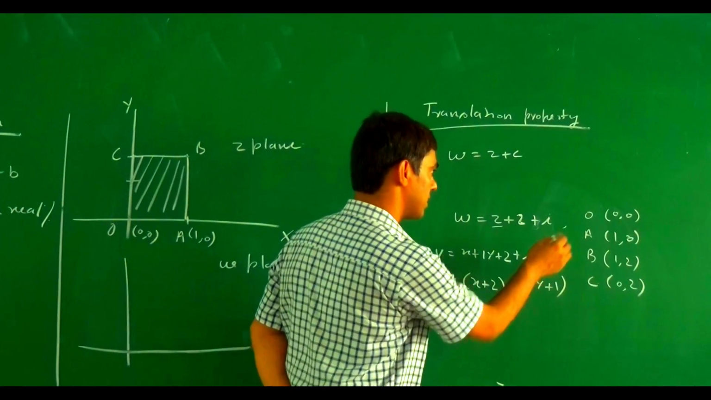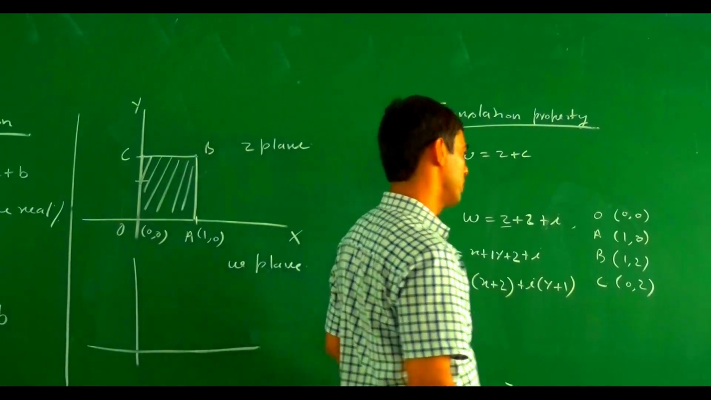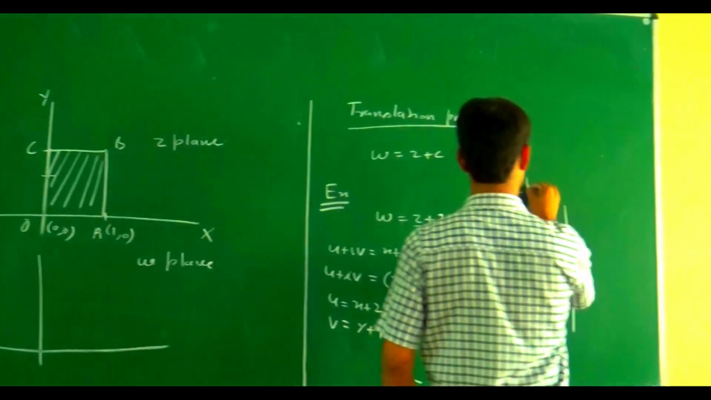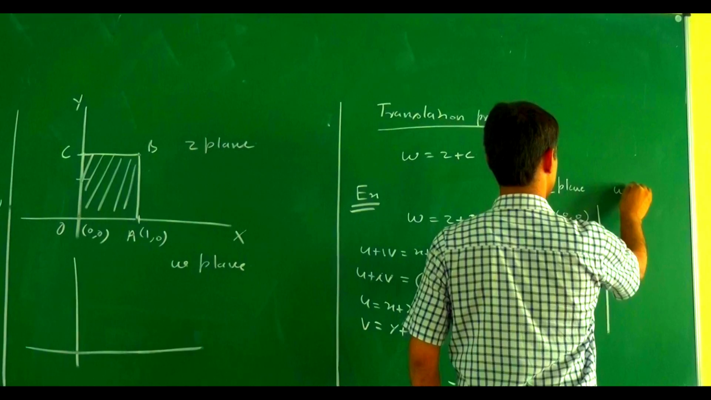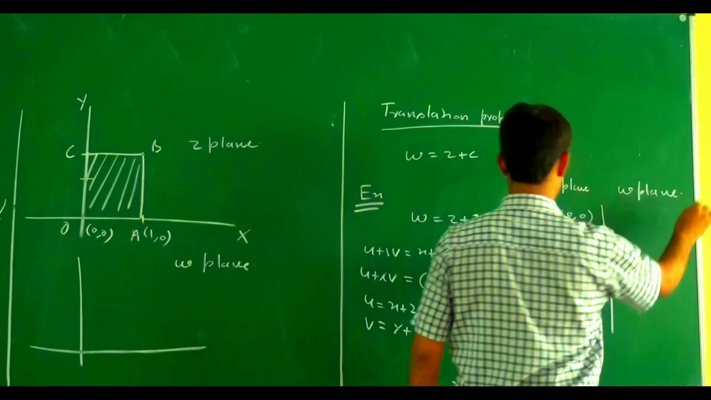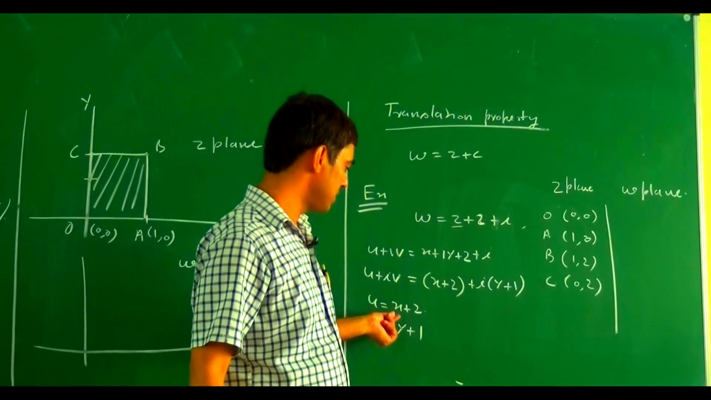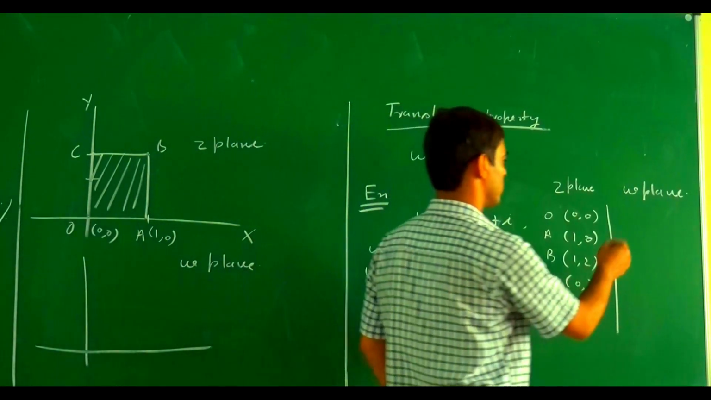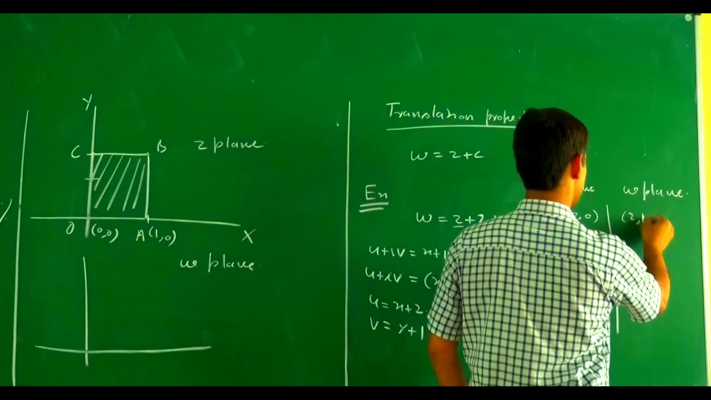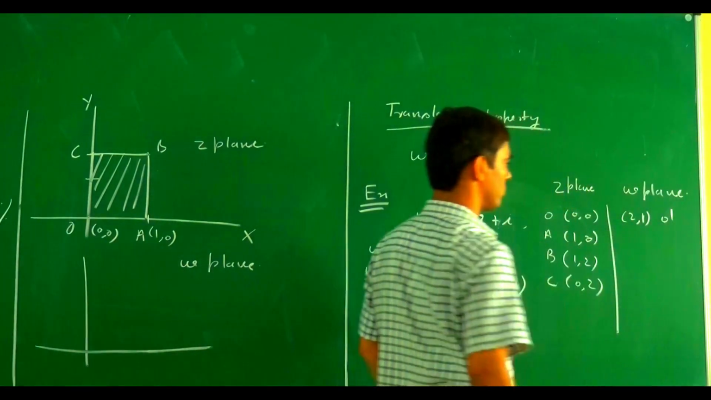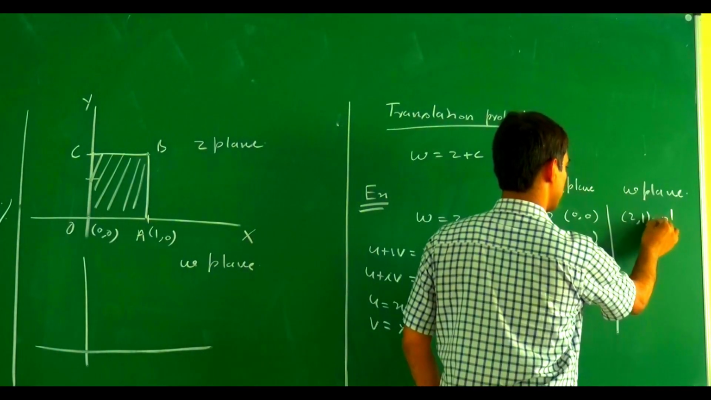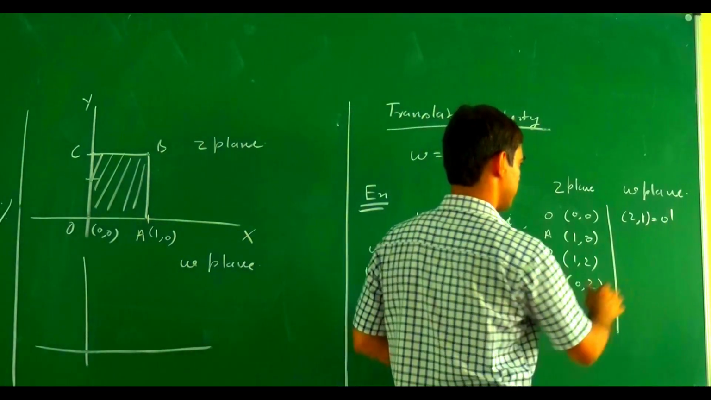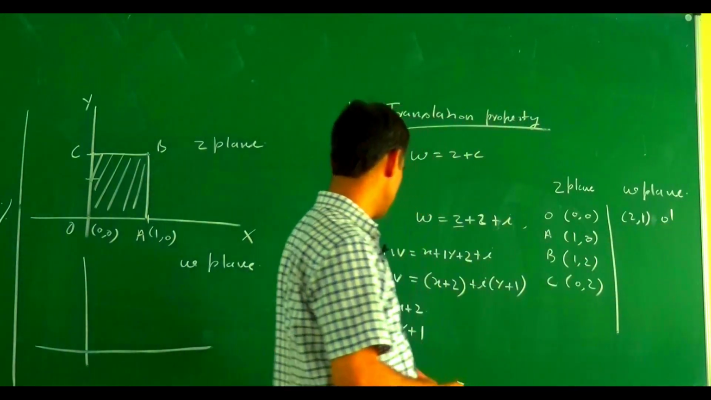So what are the points in the W plane? O is 0, 0, in the Z plane. If x is 0, then U is 2. If y is 0, then V is 1. So the point becomes (2, 1), and suppose this is denoted by O dash.